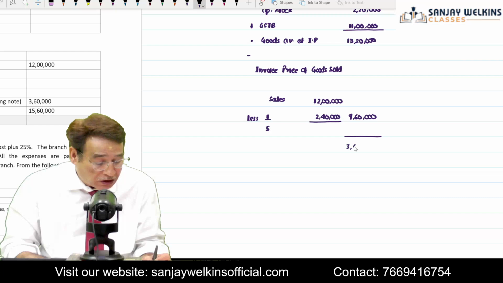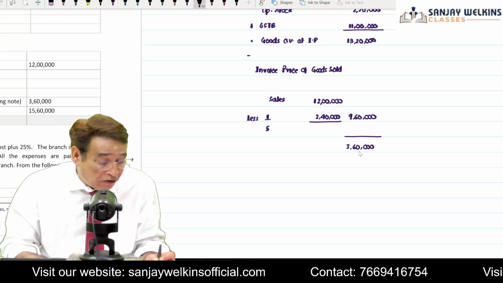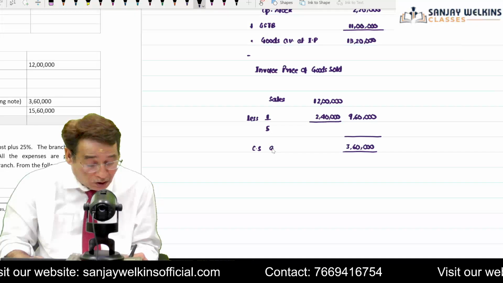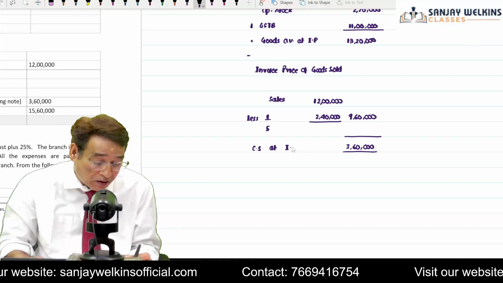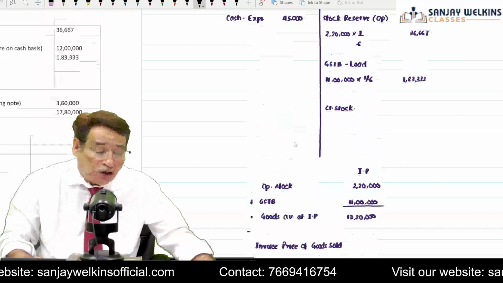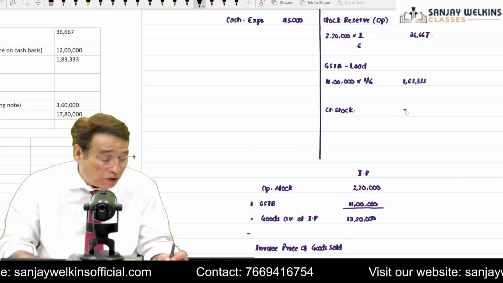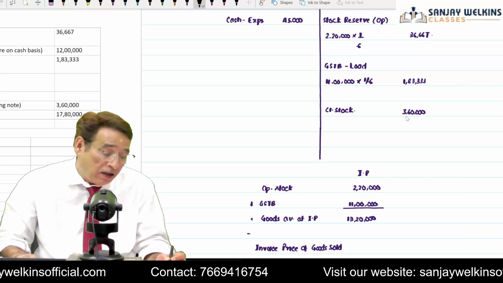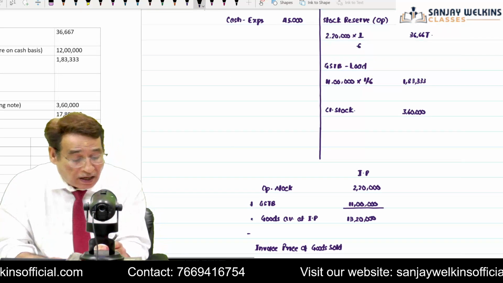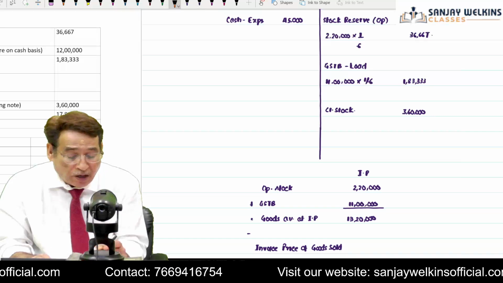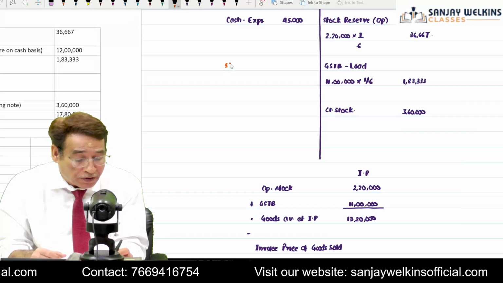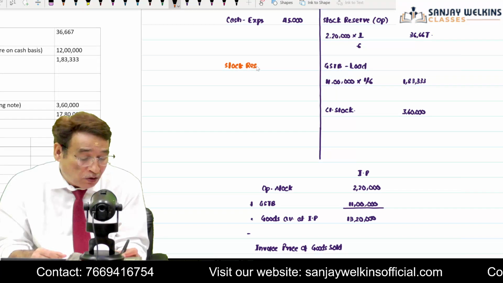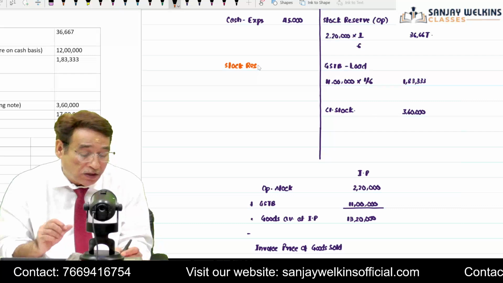So 3,60,000 will be the closing stock at invoice price. This will be considered closing stock at invoice price. Now we have been able to find out the closing stock at invoice price, and in order to find its loading, I can write here, intentionally with this pen, stock reserve, because in the question it was asked to find out the stock reserve on closing stock also.